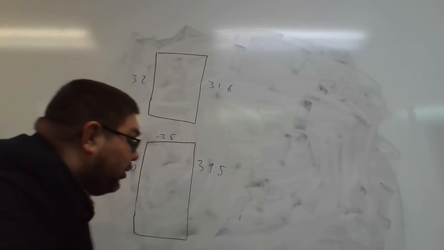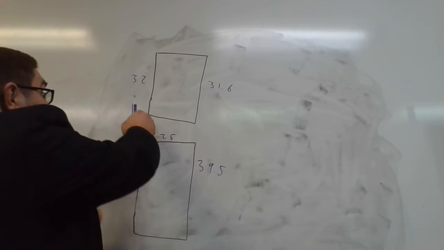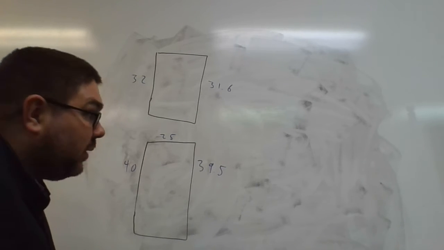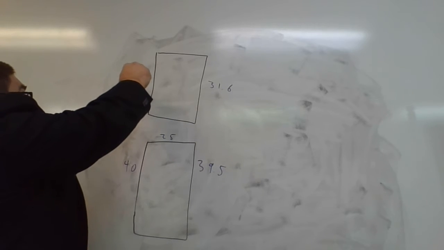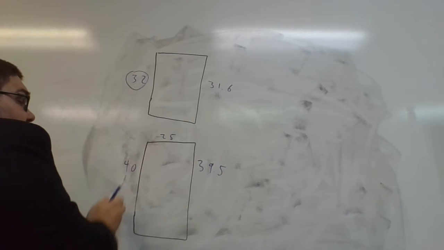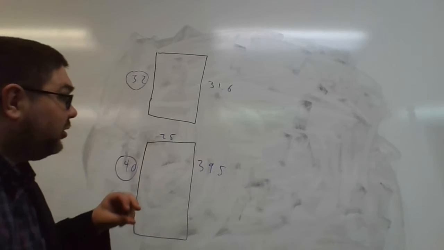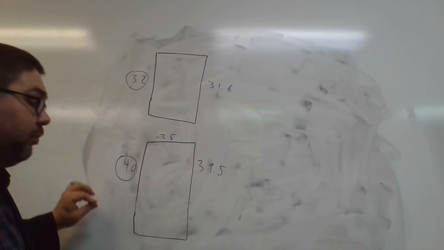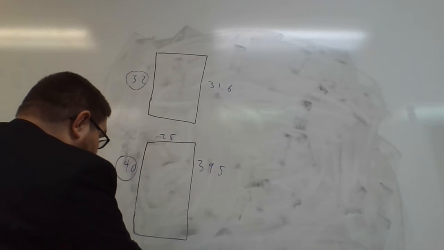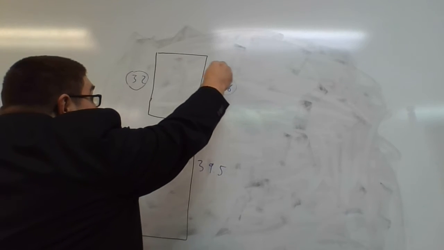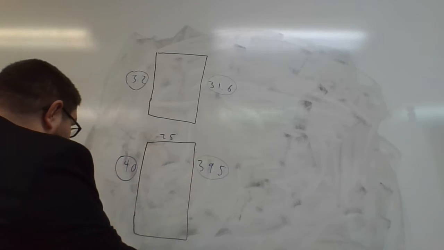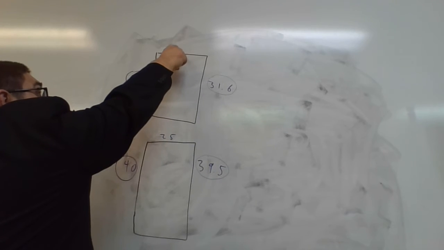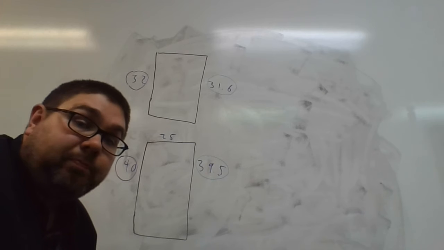So what I want to do is, first of all, look at what corresponding sides we know about. So we know this left-hand side of each quadrilateral, one is 32 and one is 40. We also know that one of them is 31.6 and one is 39.5. Now, on this one, we know this is 25. We do not know up here. We don't know, and that's okay.